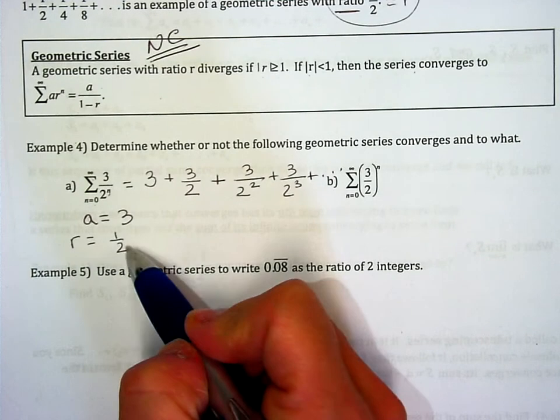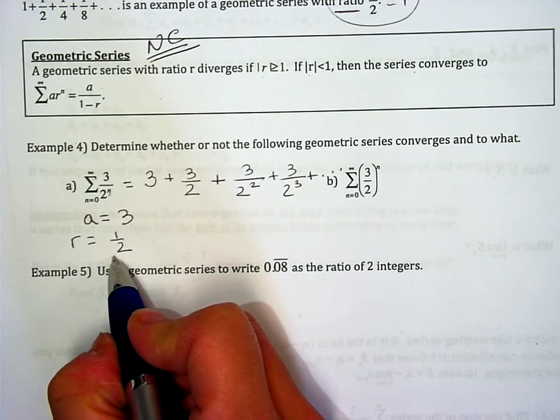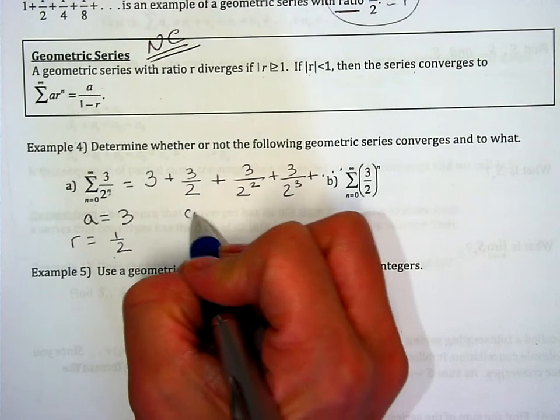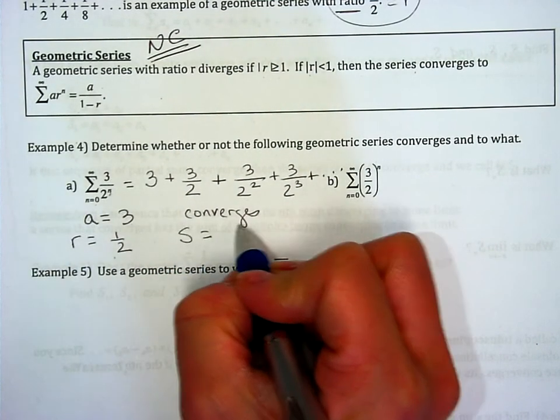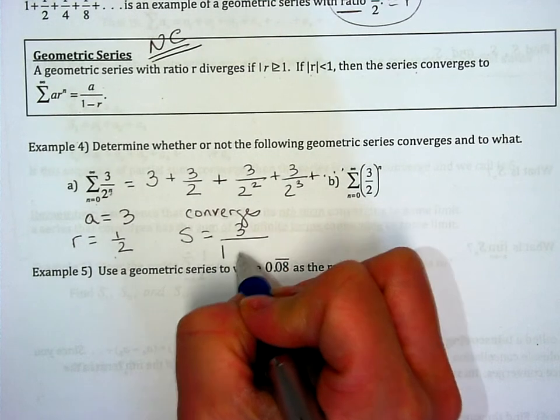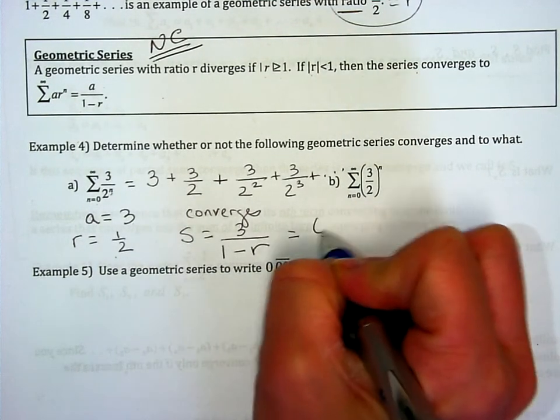Once we have these two pieces, I notice that the absolute value of R is less than 1, so I know that this series converges, and it converges to the sum of A over 1 minus R, and if you simplify this, this becomes 6.